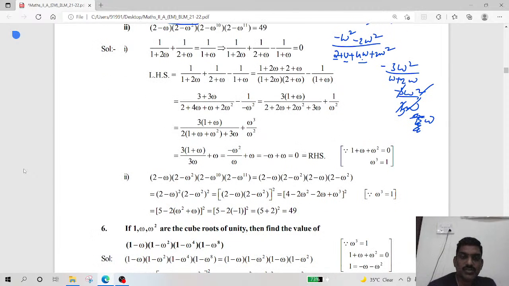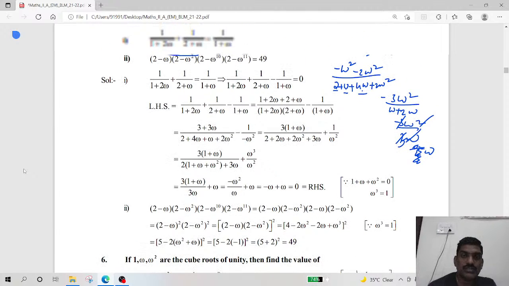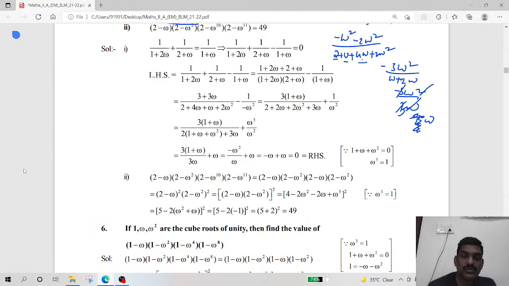Next, 2 minus omega times 2 minus omega square times 2 minus omega power 10 times 2 minus omega power 11 is equal to 49, we have to show. So here let us multiply 2 minus omega and 2 minus omega square, and then 2 minus omega power 10 is 2 minus omega and 2 minus omega power 11 is 2 minus omega square. If we multiply them, 2 minus omega times 2 minus omega square whole to the power of 2 will come. So finally we can get 5 plus 2 whole square, that is 49.